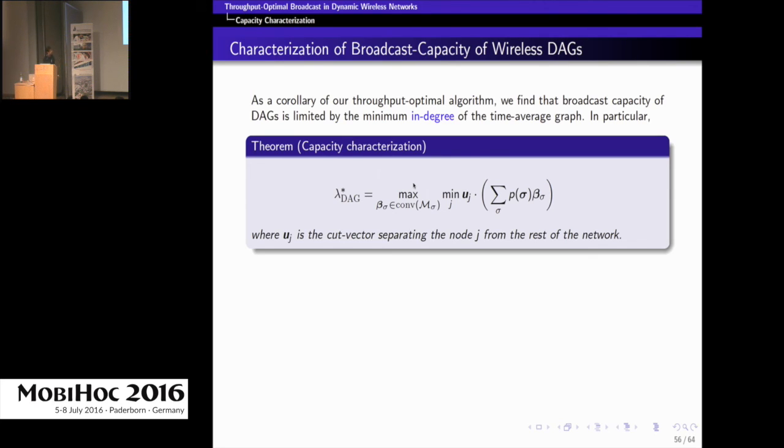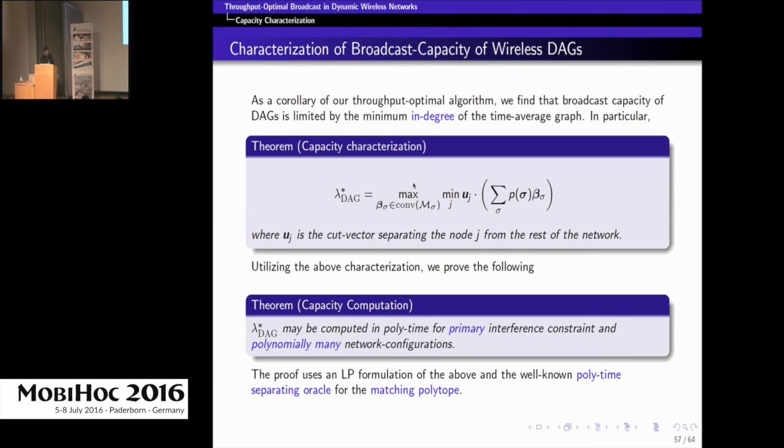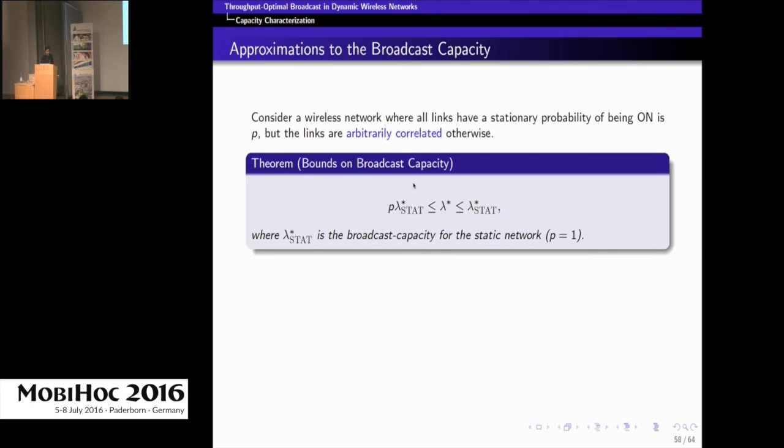If I take the minimum in-degree in a wireless network, this is basically saying the same thing, but in a wireless context. Not only that, as a consequence of this theorem, lambda star of the DAG can be computed in polytime under the primary interference constraint when we have a polynomial number of network configurations. So we have a polytime algorithm for computing the broadcast capacity in a time-varying wireless DAG. The proof uses an LP formulation of this equation and a polytime separating oracle, a well-known separating oracle due to Edmonds for the matching polytope.